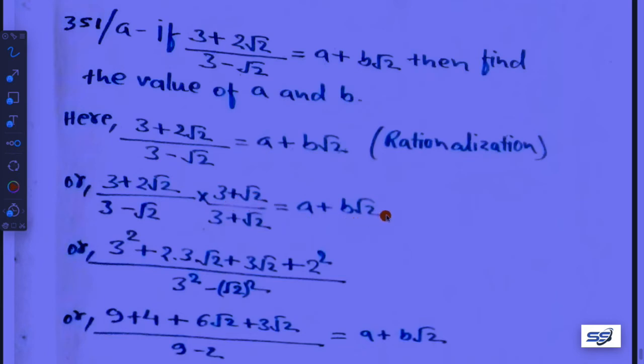Equals a+b√2. Multiplying the upper ones, this and this shall be multiplied, this and this shall be multiplied. So we get 3² plus 2×3√2 plus 3√2 plus 2²√2², over 3² minus (√2)². 3² is 9, and 2² is 4, so 9 plus 4 plus 6√2 plus 3√2, over 9 minus 2, equals a+b√2.